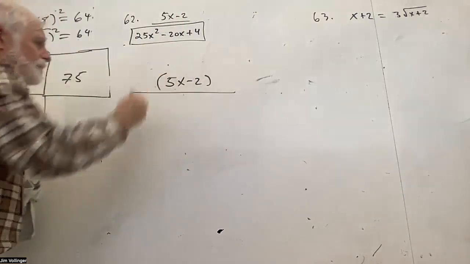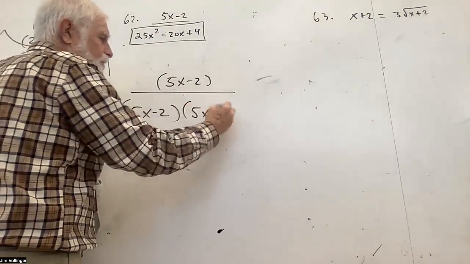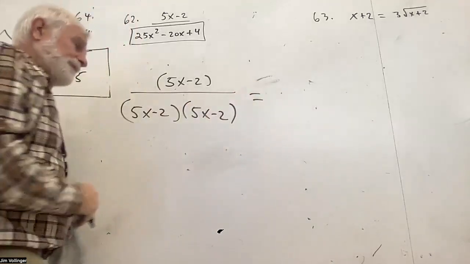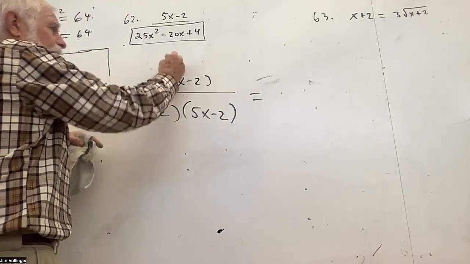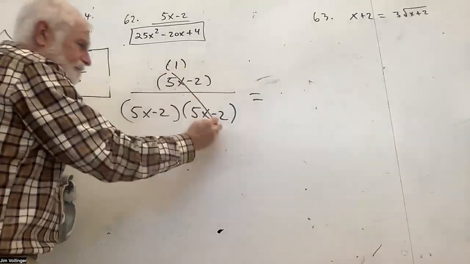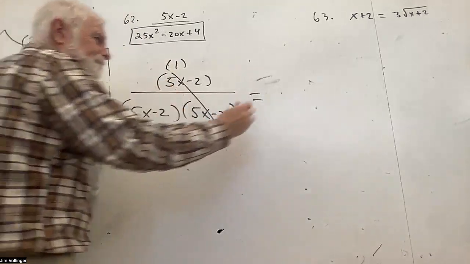And that is equal to 5x minus 2 times 5x minus 2. And that answer, that doesn't disappear. It becomes the number 1. All right, that fits into that one time.